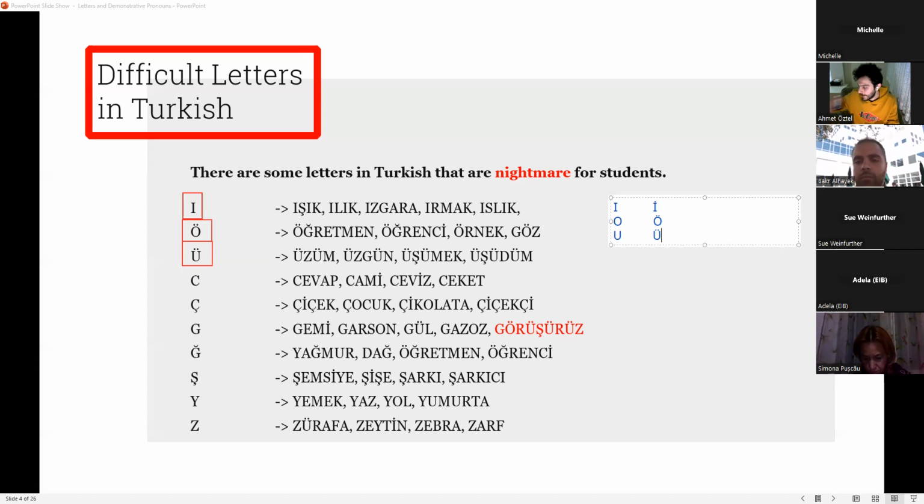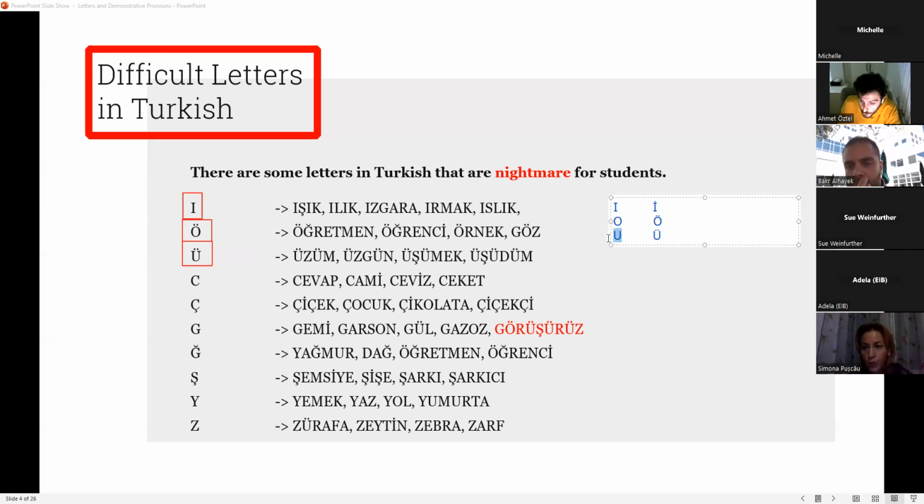Ahmed Bey, I asked you about this previously. The O with the umlauts and the usual U, is it not the same pronunciation? Are you talking about the U and the U with umlauts? No, I'm talking about the U and the O with umlauts. Oh, this one. No, they are not.